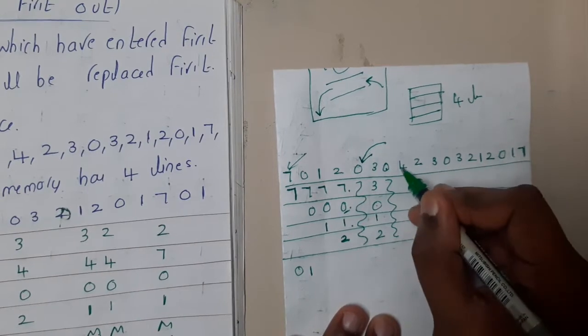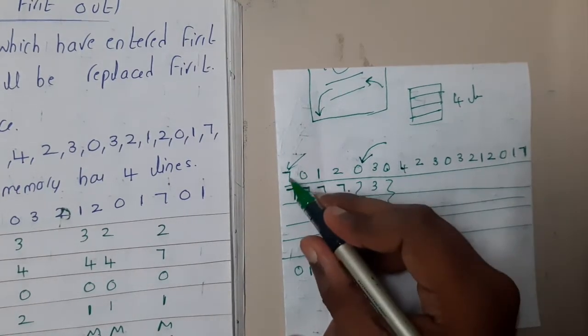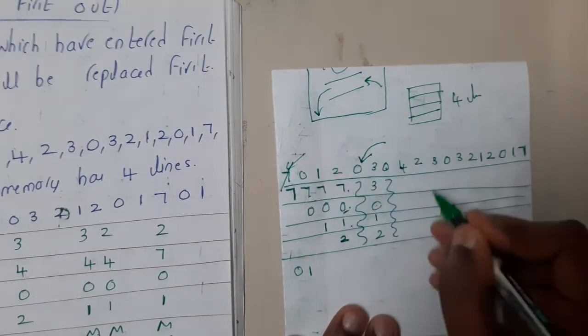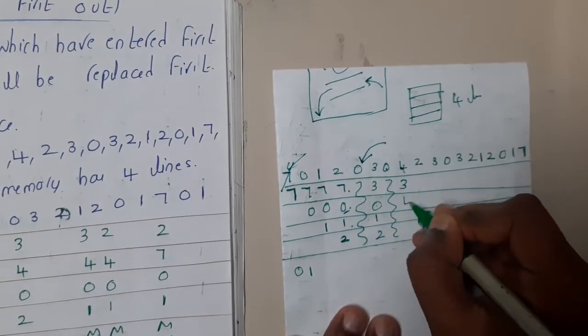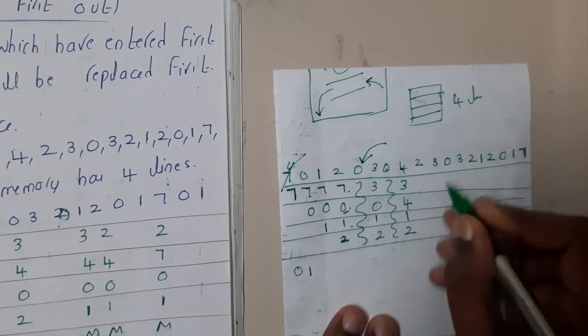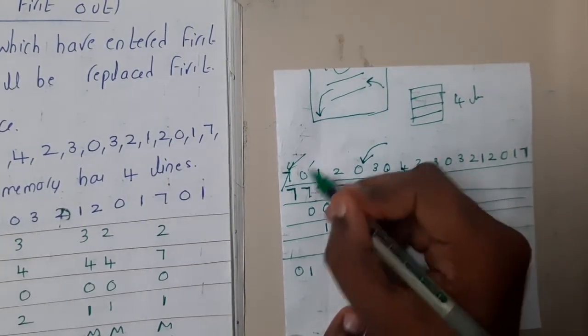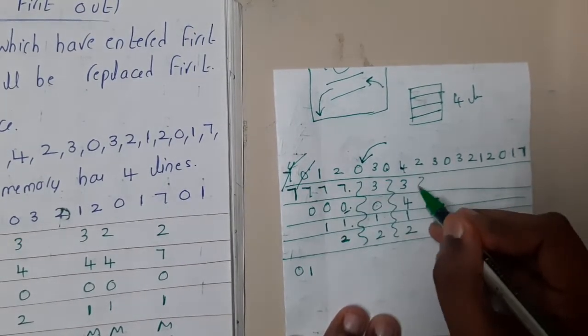Now 4. Who came after 7, guys? First we removed 7, right? So 7 is gone. Who came after 7? 0. So let us remove 0 now. 3, 4, 1, 2. Now 2 came, and 2 is already in the list, so let us just strike it off.